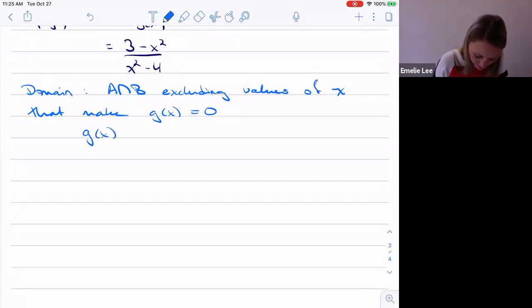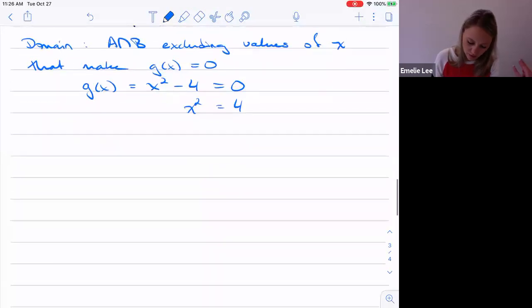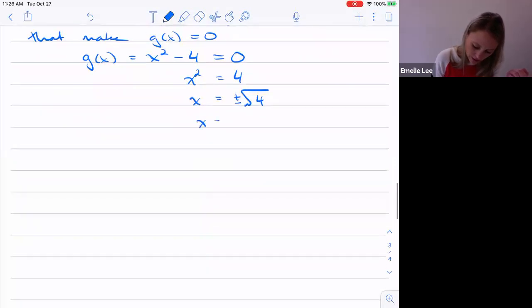So g of x is x squared minus 4, and we want to figure out where it's equal to 0, or if you prefer where it's not equal to 0, it doesn't matter, you're going to land on the same values. So this thing is equal to 0. From here, if you just focus on x squared minus 4 equals 0, then you can add 4 to both sides, so you get x squared is 4. And then when you take the square root, remember you have to take the plus minus on both. So then you get x is plus minus the square root of 4. So x is plus minus 2.